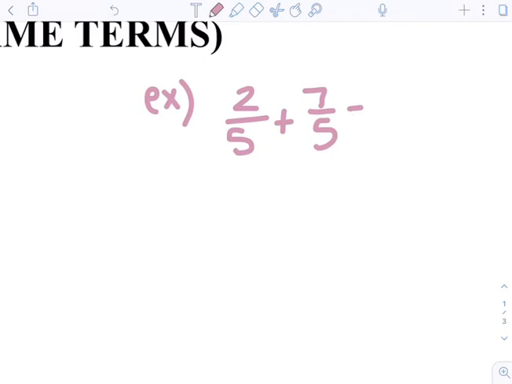I'm allowed to combine those and add those together because they have the same denominator, right? They both have 5 as the denominator. When I add those together, you just add the numerators, 2 plus 7, and I get 9/5 as my answer. Remember, you do not add the denominators together. It's just going to stay as 5.